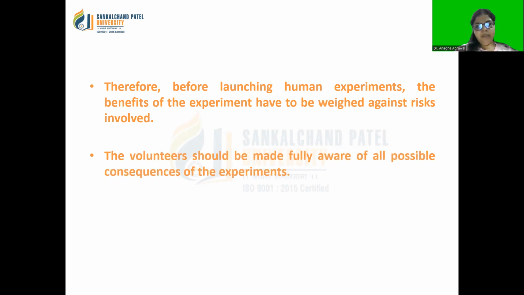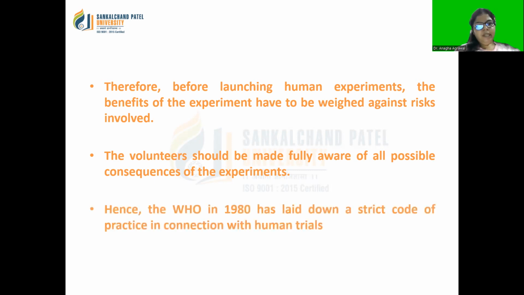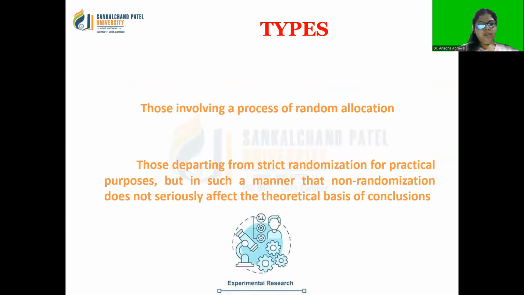The volunteer should be made fully aware of all possible consequences of the experiment. Before enrolling, you have to tell the volunteers everything about your study: what you're going to do, what you're not going to do, what may be the results of these studies, and what may be the possible problems, consequences or side effects of this study on their health. If they still voluntarily want to participate in your study, then only can you take them into your study. Hence, the WHO in 1980 laid down a strict code of practice in connection with human trials.